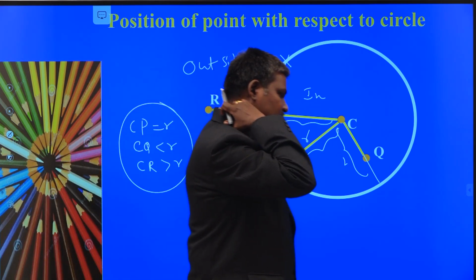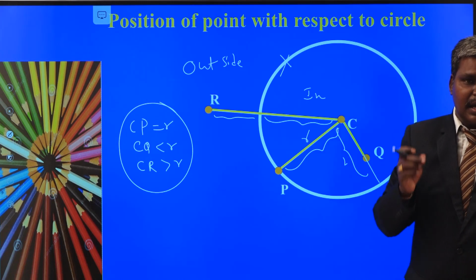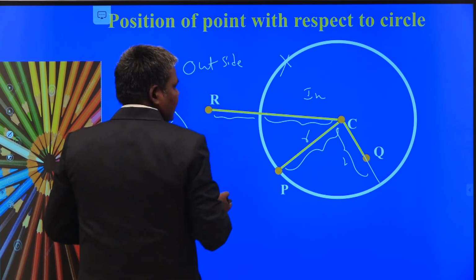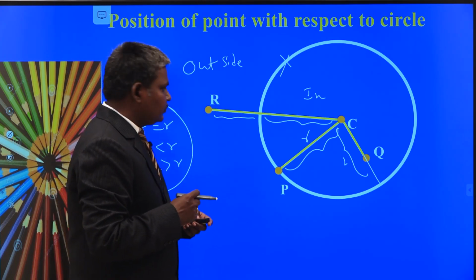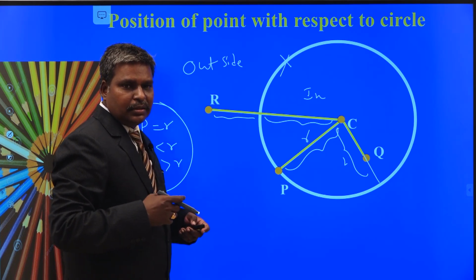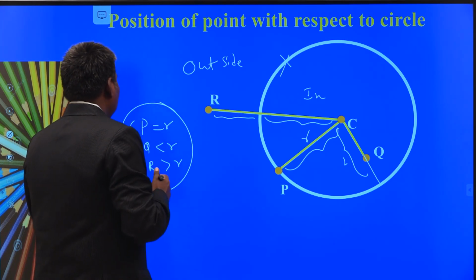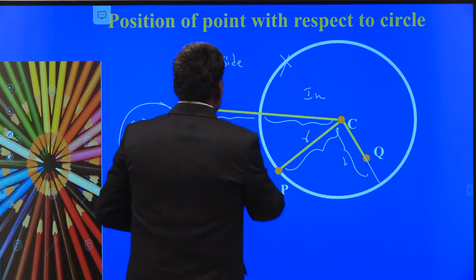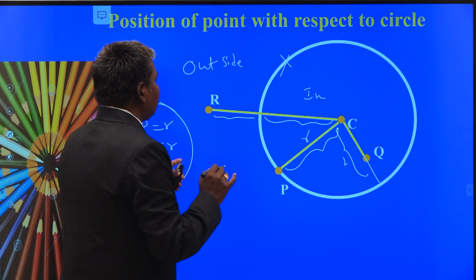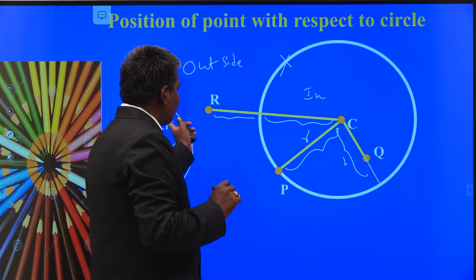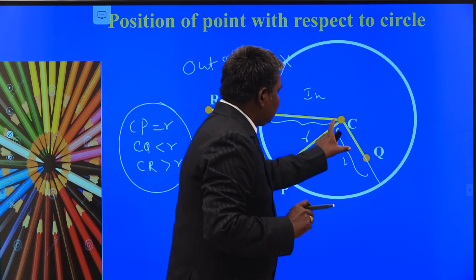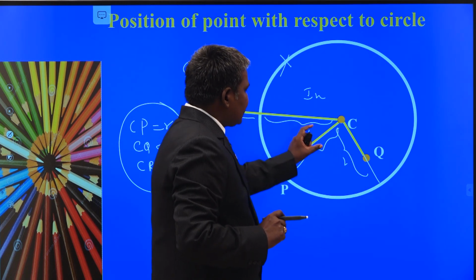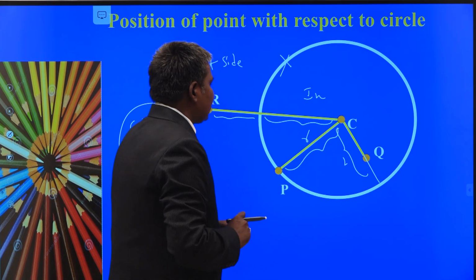So with respect to the radius, can I decide whether the point is inside, outside, or on the circle? Am I correct or not? Okay. So whether the point is on the circle, inside the circle, or outside the circle depends upon the radius of the circle as well as the position of this point. How to decide this? If the distance from here to here is CQ, which is less than the radius, we say that the point is inside of the circle.